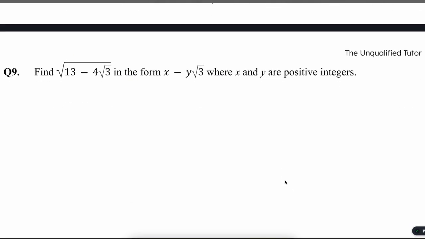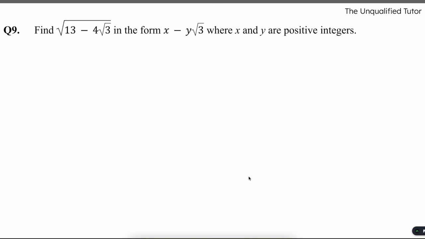Next question. Find the square root of 13 minus 4 root 3 in the form x minus y root 3, where x and y are positive integers. So you're not explicitly told how to do this in GCSE maths. However, there is a way you can easily use GCSE mathematics techniques to actually calculate the values of x and y. And how you do that is you write it as an equality. Write it as an equation.